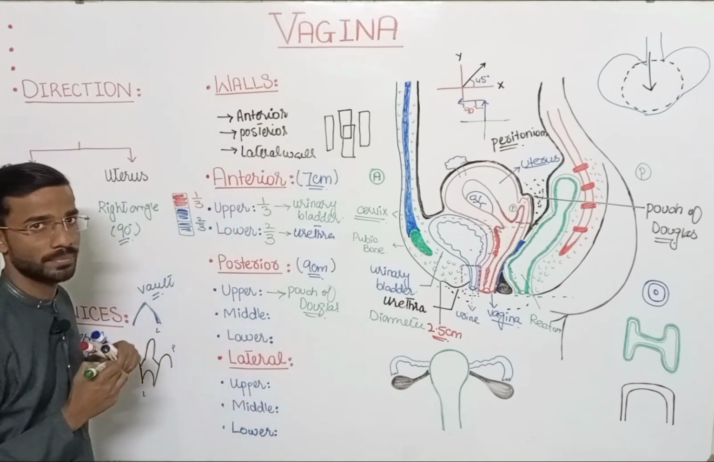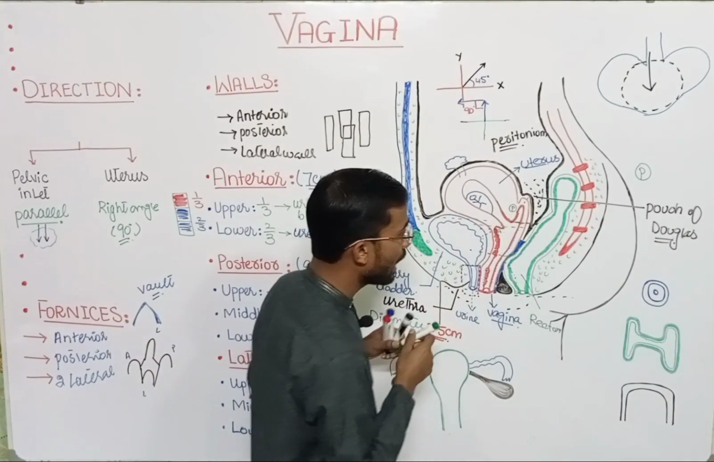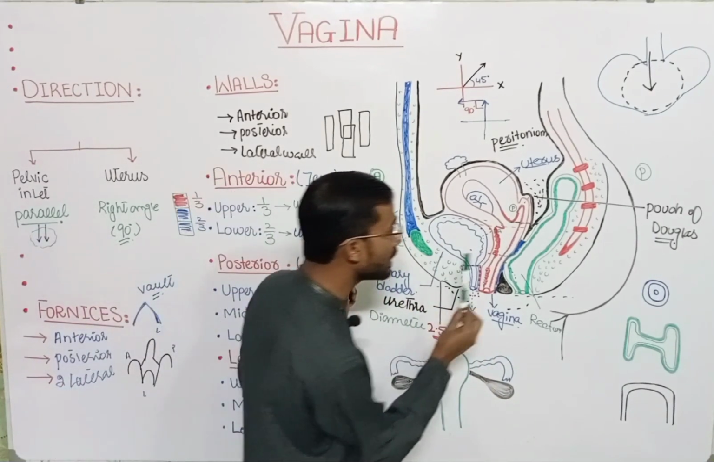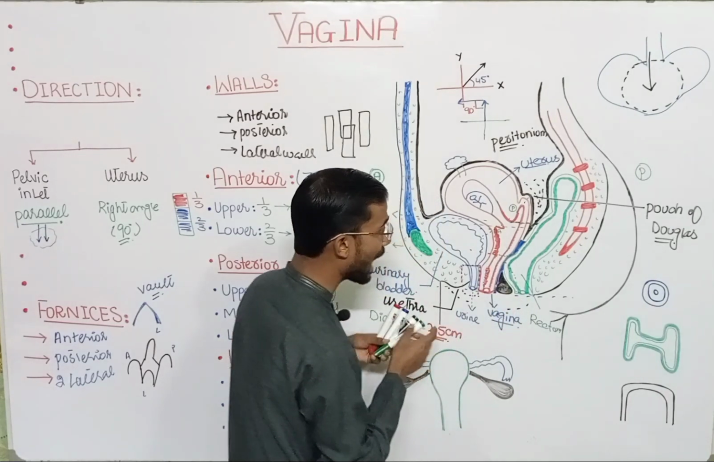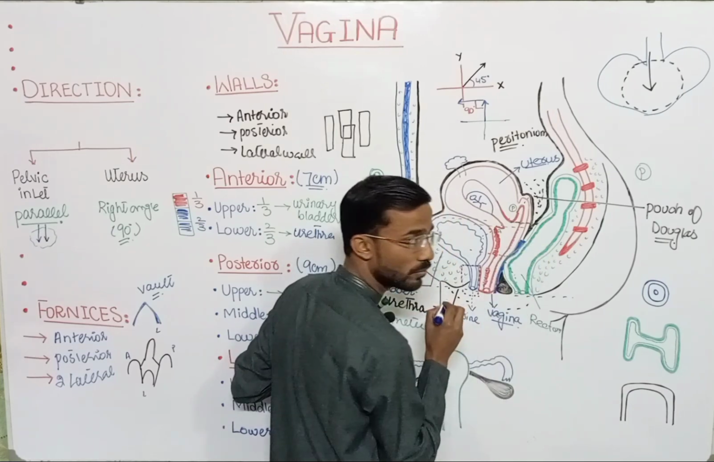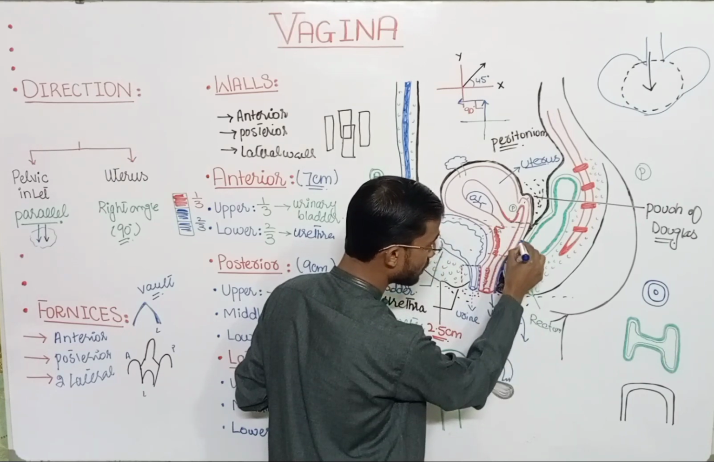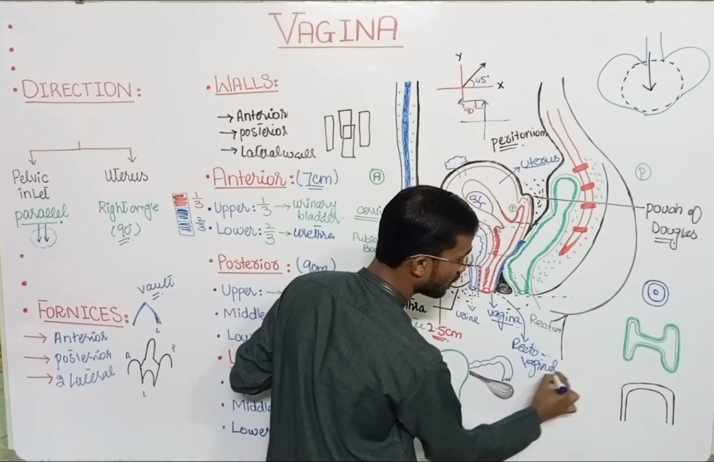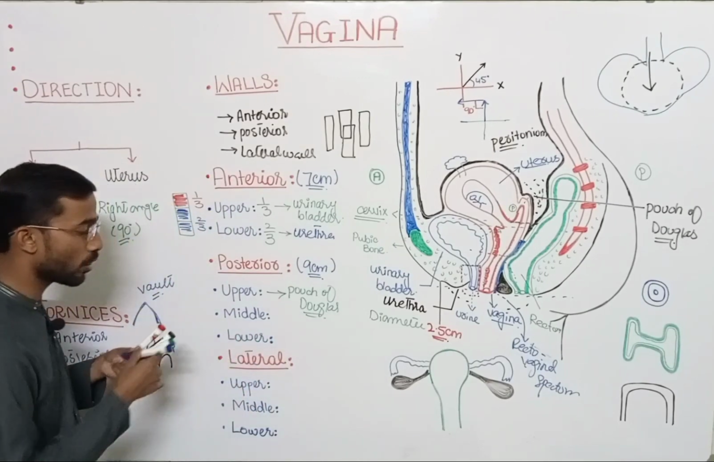So this is the case. And next, the middle part of the posterior wall can be correlated. Actually, there is a septum that separates the vagina from the rectum. This septum is called the rectovaginal septum.